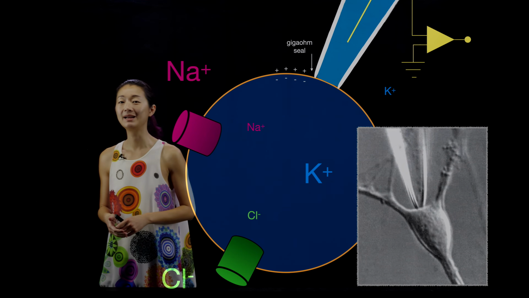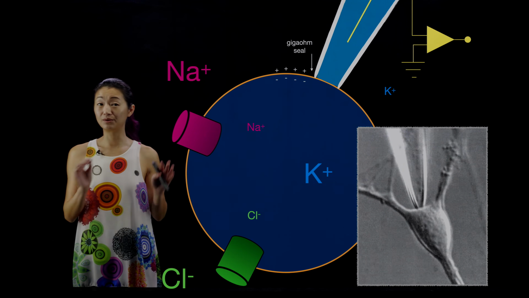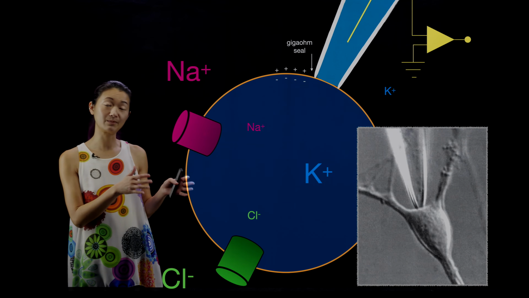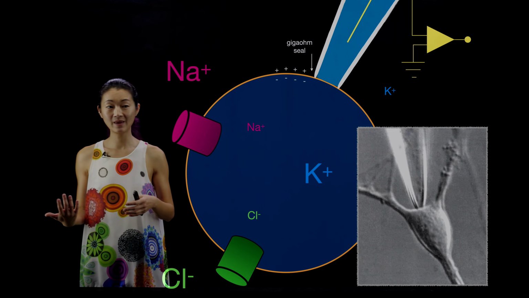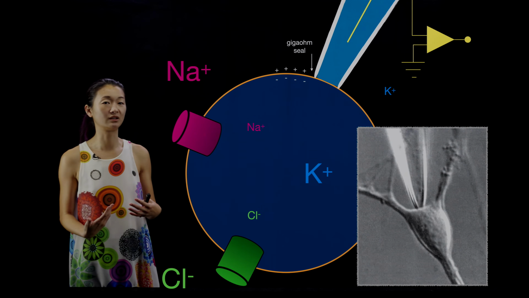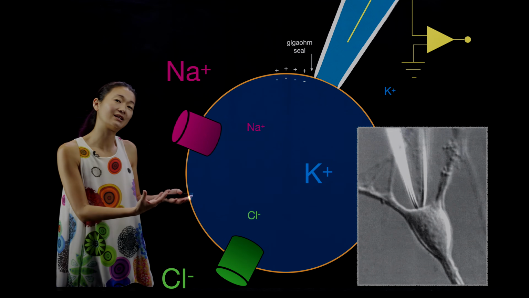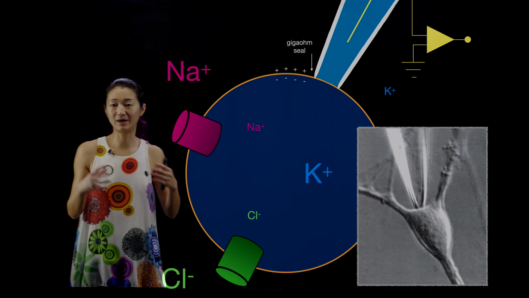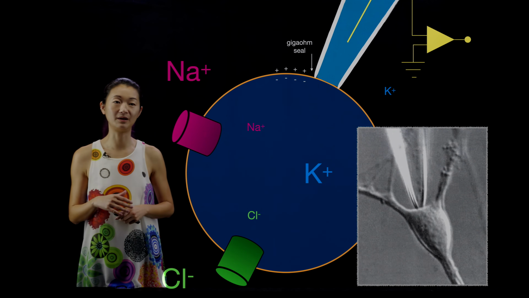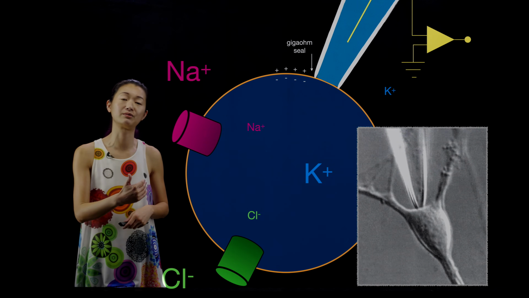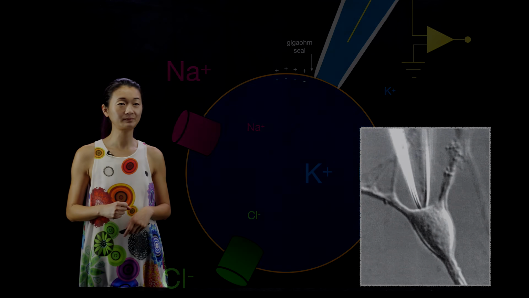I'll point out that it is possible to do this type of technique not on the cell body. People have done it in dendrites and axons, but because dendrites and axons are so much smaller, it's just a more technically challenging thing to do. And so this is typically done on the cell body, because the cell body is kind of the largest part of the cell, and you can more easily seal onto it and not miss it altogether.